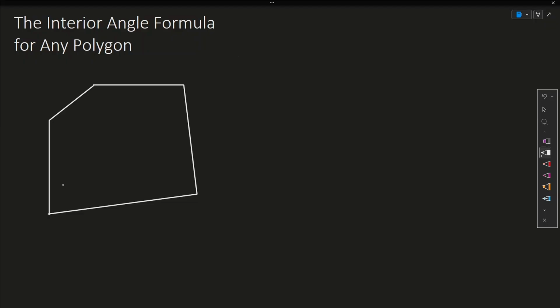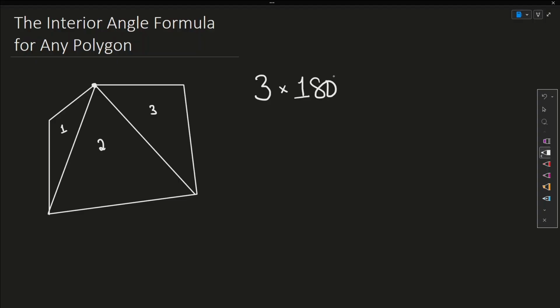Now, let's try a different approach. This time we're going to start with an irregular pentagon. We can choose any vertex of this pentagon, and we're going to draw the diagonals to the other vertices. When we do this, it divides my pentagon into 3 triangles. And each of those 3 triangles has 180 degrees in its angles. 3 times 180 gives 540 degrees.